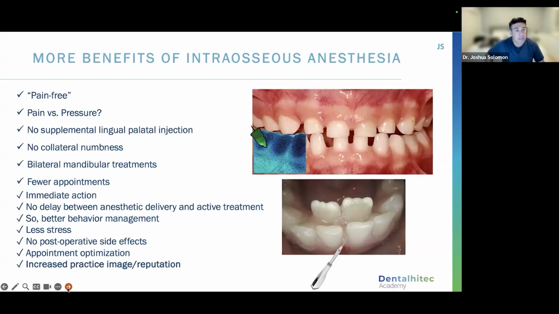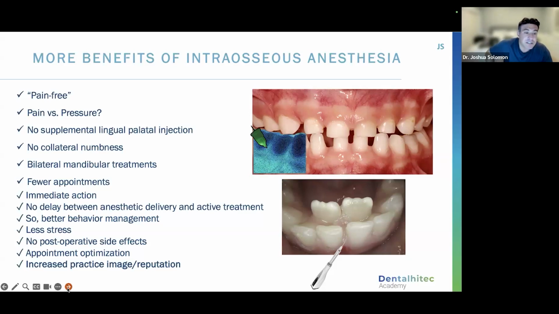At most times, if you're giving the correct volume of local anesthetic and giving that injection in the correct location, you should not need a supplemental lingual or palatal injection. Now, if you don't give enough of a volume or your positioning isn't correct, or maybe it's a super hot infected tooth and you need to go to a different site as a backup, once in a while you may need to give a supplemental, but most times I do not need to.